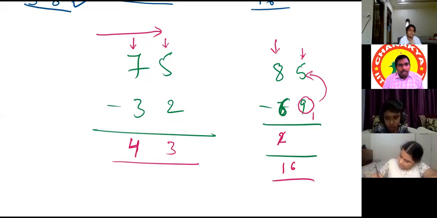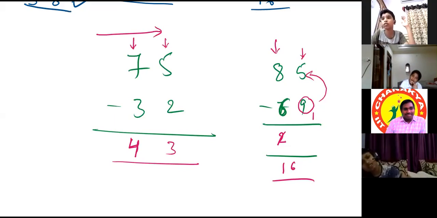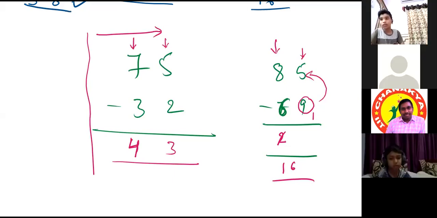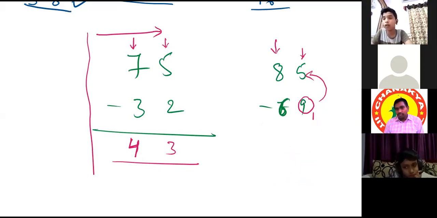Okay. Ritvik is having doubt. Why are you raising hand? Pranav, doubt. Sir, I didn't understand, sir, this one. 85 minus 69. Where is your doubt? Sir, after second one, sir. How we got 6, I don't know, sir. I didn't understand that.